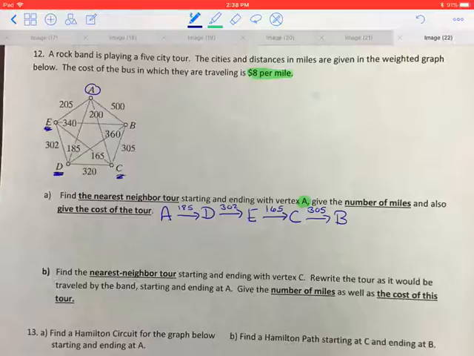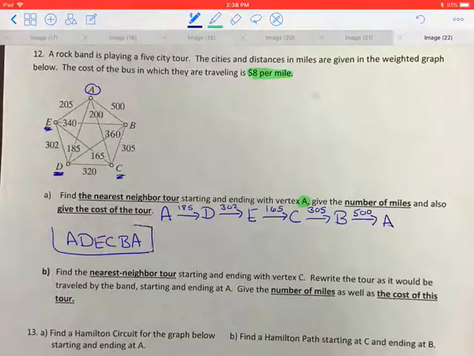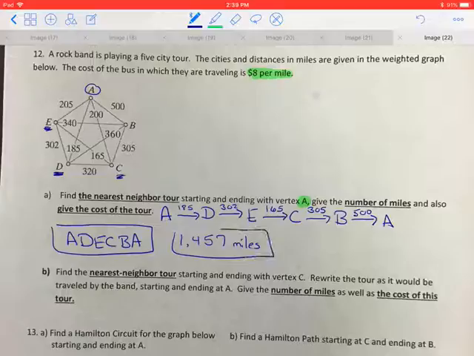But then remember, this is a circuit, so it has to also end at vertex A. So when I'm done, I have to go back home. So B to A is going to be 500. All right, so this would be A, D, E, C, B, A. That would be the nearest neighbor tour. And if I add up all of my weights, I get 1,457. Now remember, this is distance in miles, so that gives me the distance of the trip.